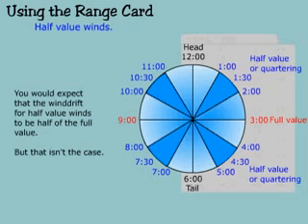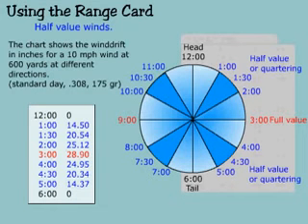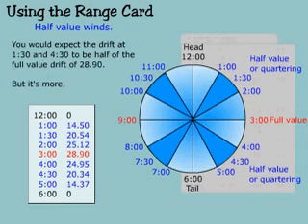You would expect that the wind drift for half value winds to be half of the full value, but that isn't the case. The chart shows the wind drift in inches for a 10-mile-per-hour wind at 600 yards at different directions. Standard day, .308, 175 grain. You would expect the drift at 1:30 and 4:30 to be half of the full value drift of 28.90, but it's more.